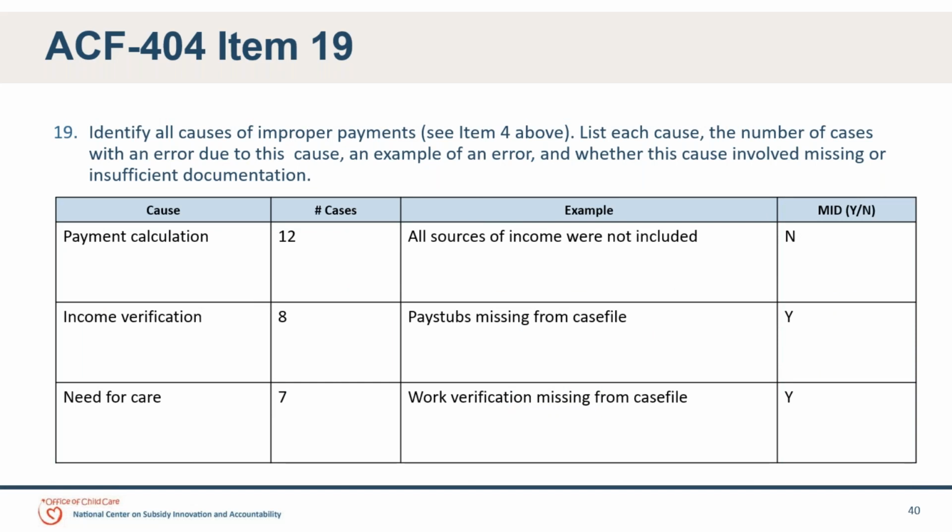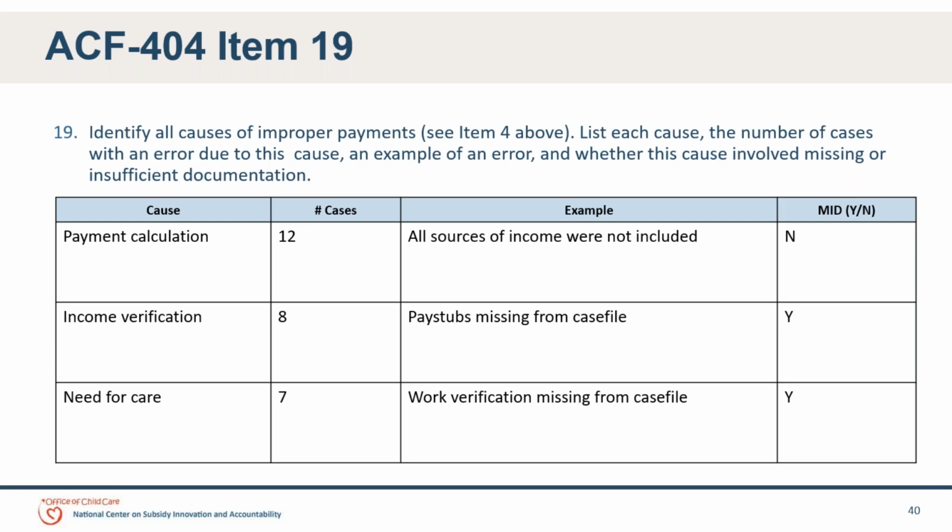So item 19 is asking to identify all causes of improper payments, list each cause, the number of cases with an error due to this cause, an example of an error, and whether this cause involved missing or insufficient documentation. So in this item, you'll need to provide all of your improper payment error causes. If any of you were involved in the last cycle, you might recall that you only had to provide the 2 most common MID and the 2 most common non-MID errors. So we only asked you to provide 2 before. But this time, we have one item asking you to list all error causes.